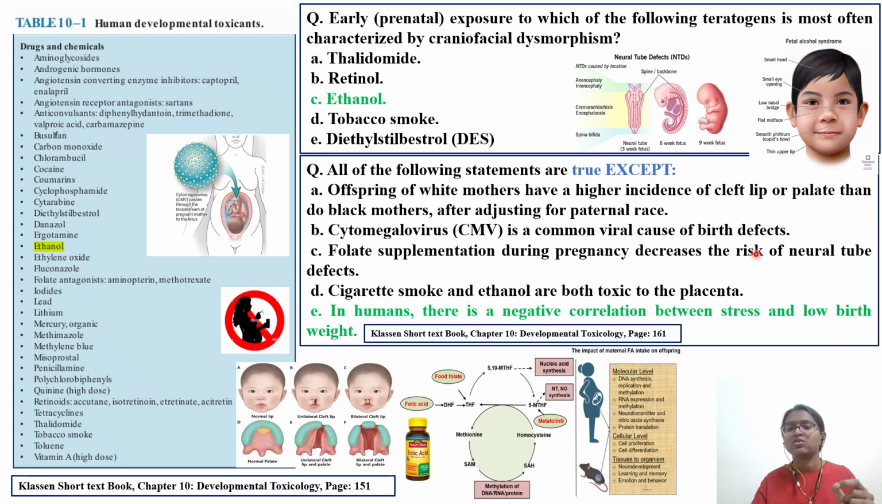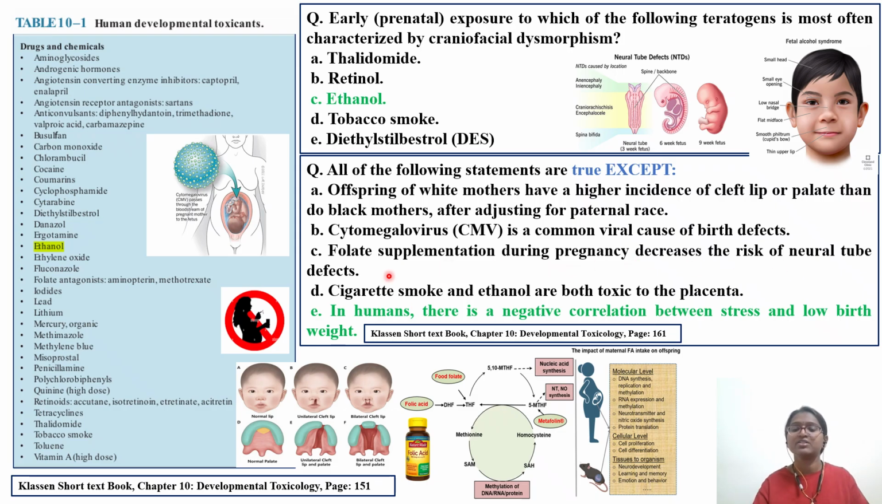Cytomegalovirus is a common viral cause of birth defects. When I was reading about developmental toxicology, I had a wrong assumption that thalidomide was the first incident associated with developmental teratogenicity, but actually the first proven or reported thing was with respect to CMV, cytomegalovirus. Those pregnant women who got infected with CMV showed the first birth defects. So before thalidomide, CMV was the one.